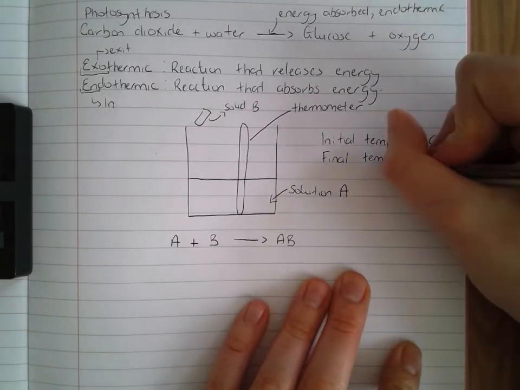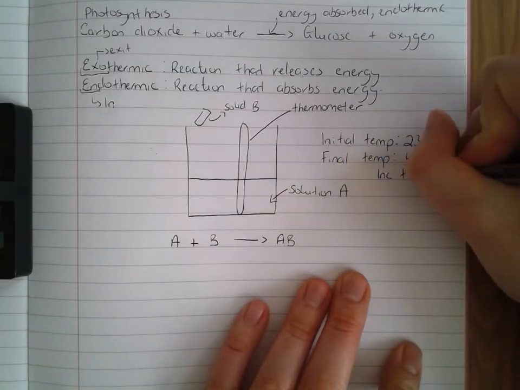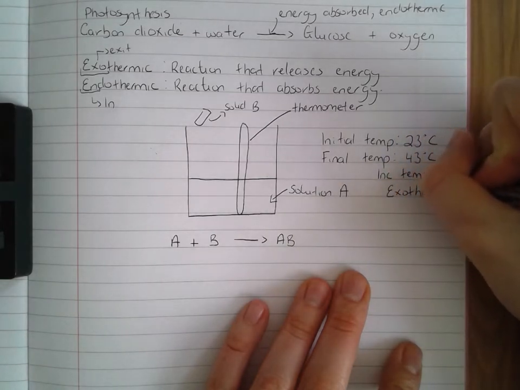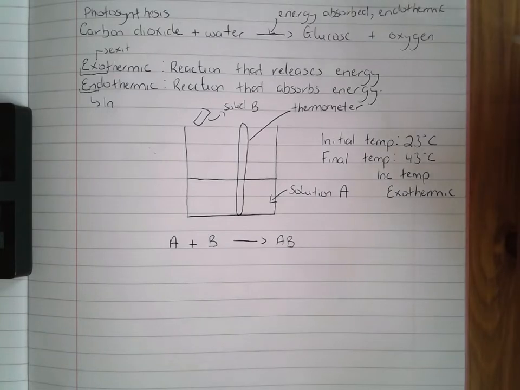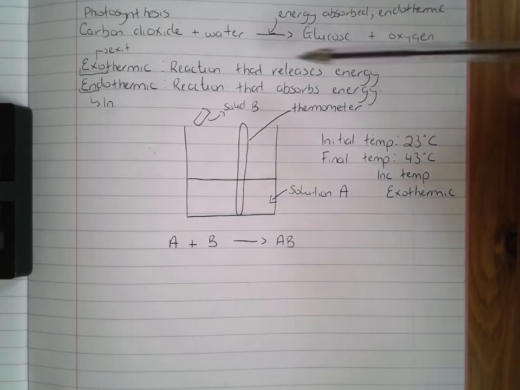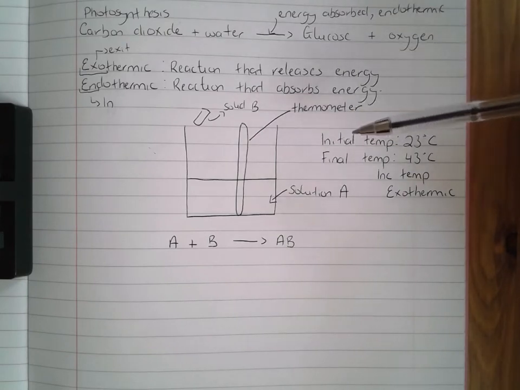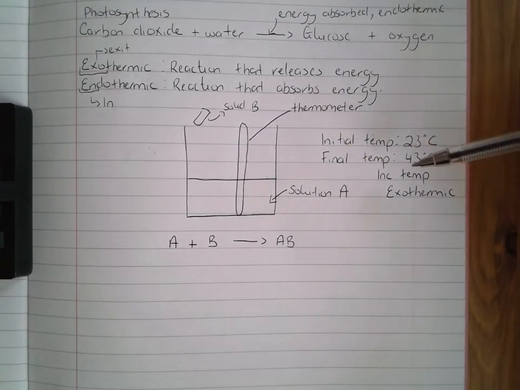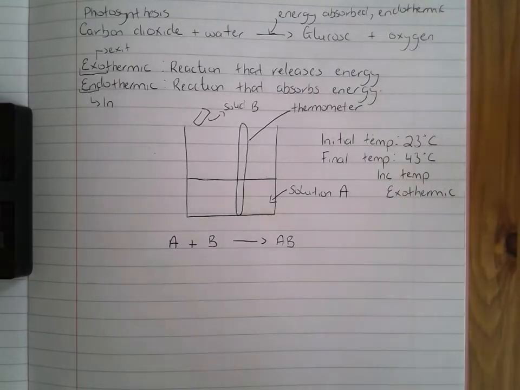Okay, final temperature was 43. I've had an increase in temperature. If it's an increase in temperature, I have an exothermic reaction. And if I wanted to measure an endothermic reaction, I would do exactly the same thing. I'd find my initial temperature, I would do the chemical reaction, and if it was endothermic, I should see a drop in temperature. So my final temperature should be lower than my initial temperature. Then I could say I had a decrease in temperature, and then I could say the reaction was endothermic.